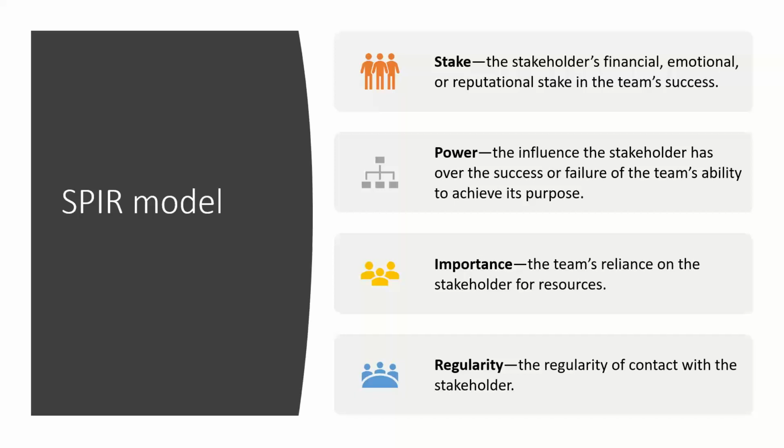So the third level of analysis is the importance, the team's reliance on the stakeholder for resources. So this is how reliant your team is on the stakeholders themselves. So it might be that they're very important suppliers of product or service. And if they stopped supplying your team with products or service, you may find yourself in a hole. So obviously they would be rated a 4 or a 5. Now, that can happen.